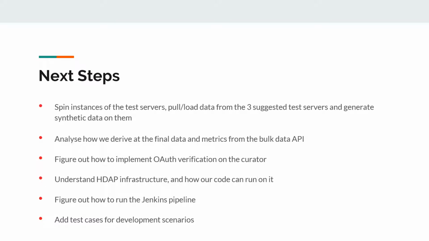Our next steps are to spin up instances of the test servers, pull and load data from the 3 suggested test servers, and use them to generate synthetic data. We want to analyze how we derive the final data and metrics from the bulk data API. We have to figure out how to implement auth verification on the curator, understand HDAP infrastructure and how our code can run on it, figure out the Jenkins pipeline that's required by Georgia Tech, and add test cases for all of our development scenarios.